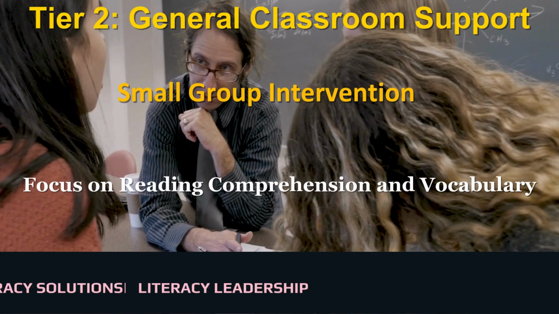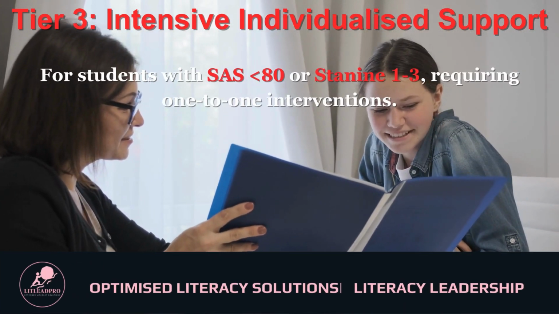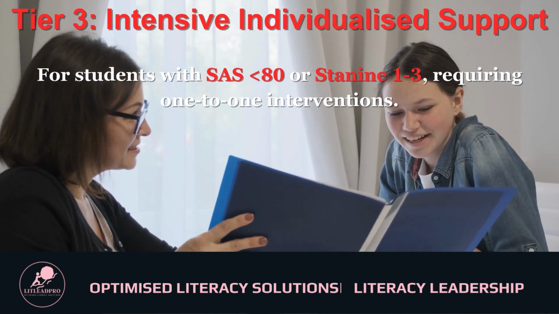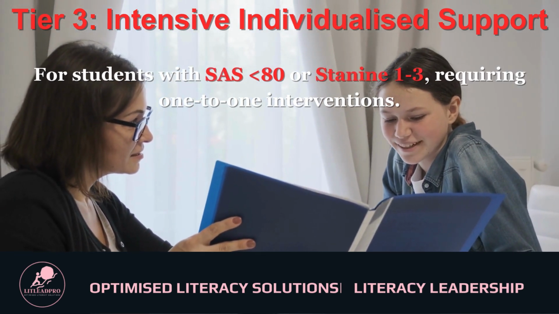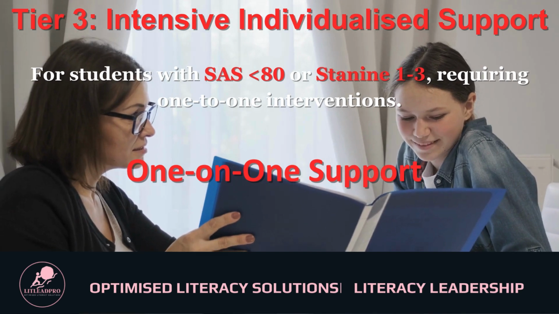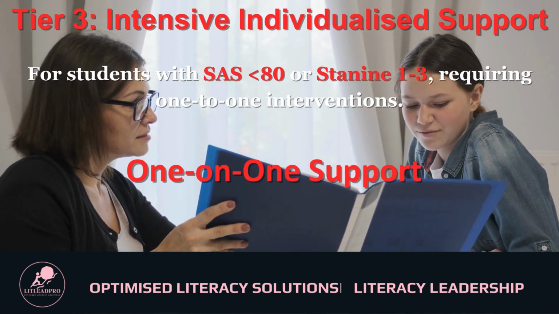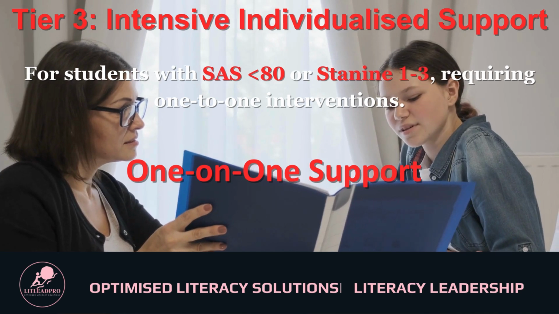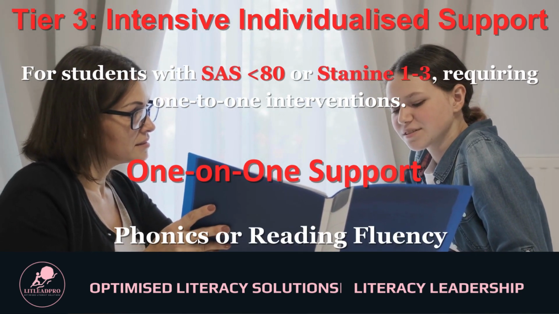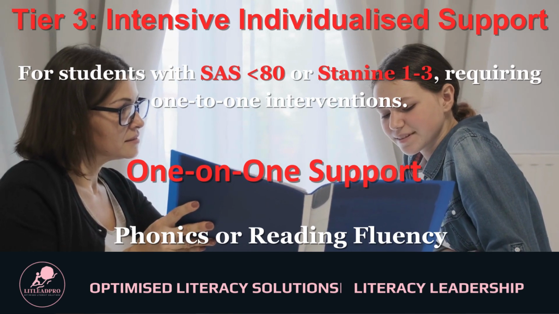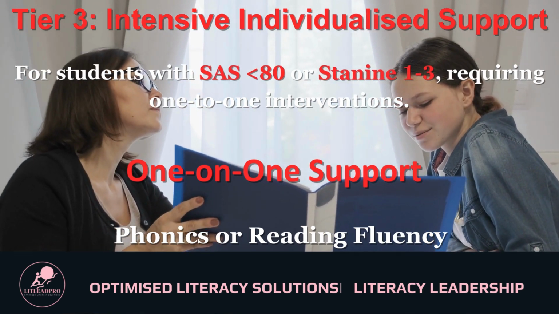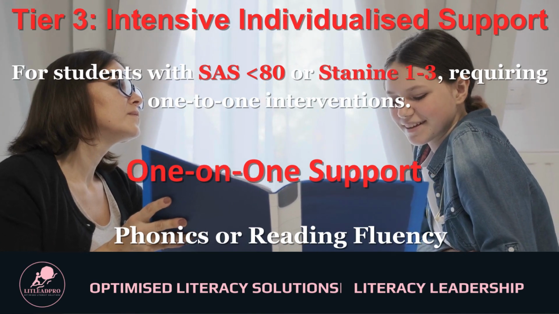Finally, Tier 3 is for students scoring below 80 on the SAS or in Stanine levels 1 to 3. These students require intensive one-on-one support. In this tier, the instruction is highly personalized and focuses on foundational skills, such as phonics or reading fluency. This individualized attention helps bridge the gaps and supports their progress.